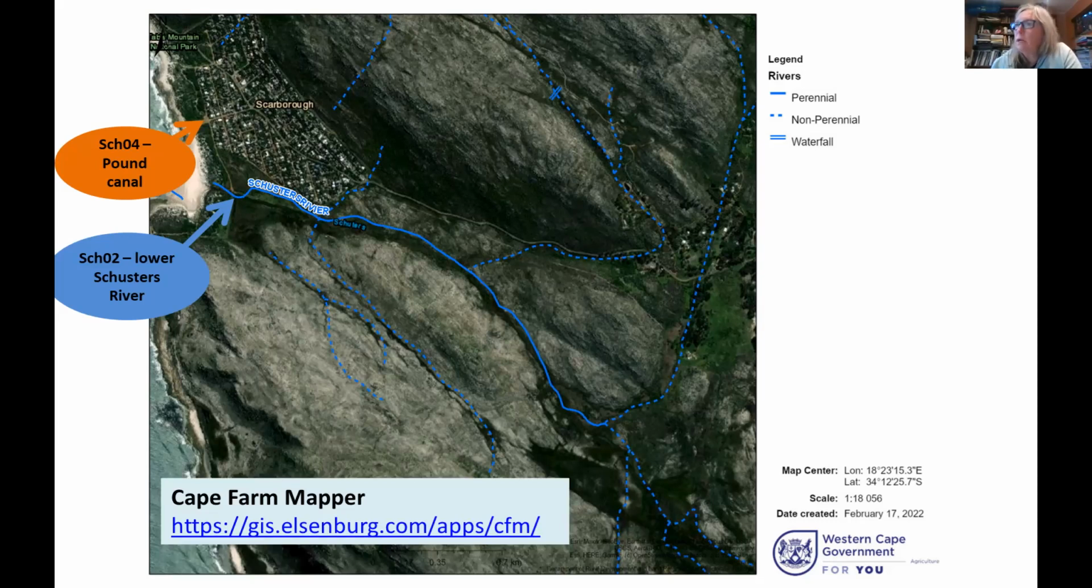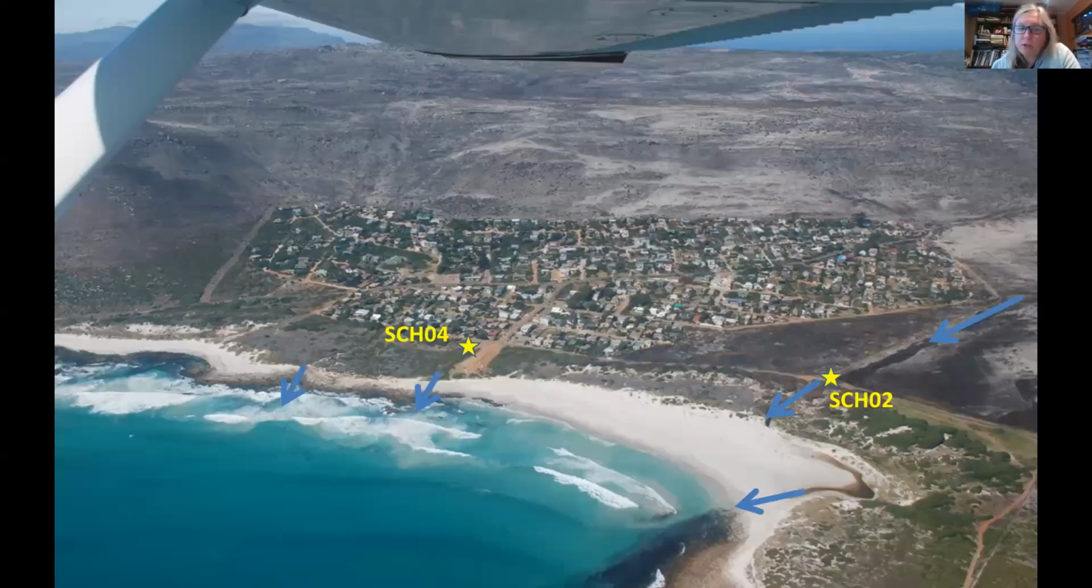Just another view of Scarborough and those two sites and the little streams that feed into the ocean from Scarborough, just to give you another perspective on the area and where the sites are. This is a picture that was taken from an aircraft just after the 2008 fire. It's quite a nice photograph because it really shows the boundaries of Scarborough and how the southern portion is feeding into Shisters and the northern and middle feeding into the Pound Canal, and probably also that little stream that heads off just before Muscle Beach or North Beach, whichever you choose to call it.